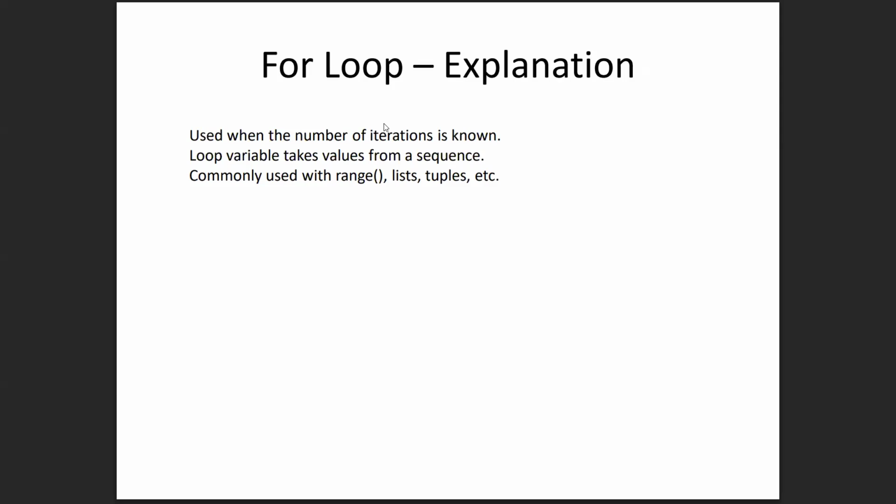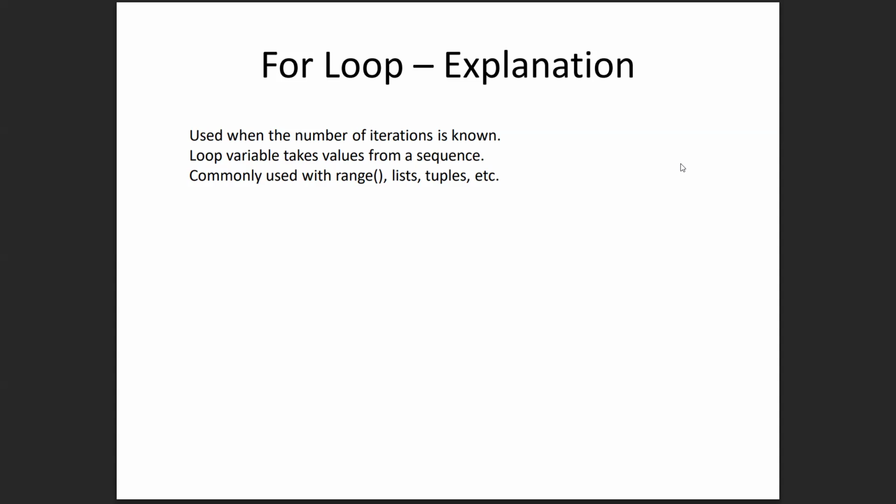So the loop variable takes values from a sequence. It means that from whatever sequence is available, only from that sequence will the loop variable take the value for each step and produce the output. It is also commonly used with range, list, tuples, etc. And where do we use this for loop? We can use it with the range function.